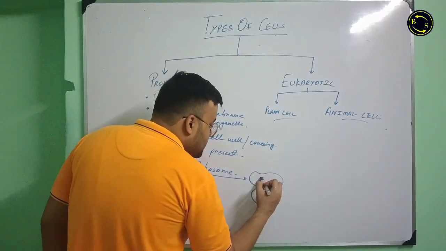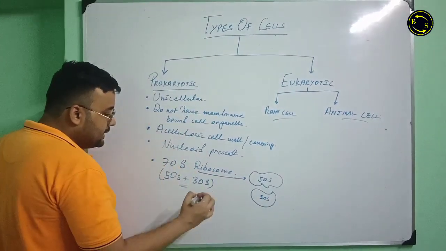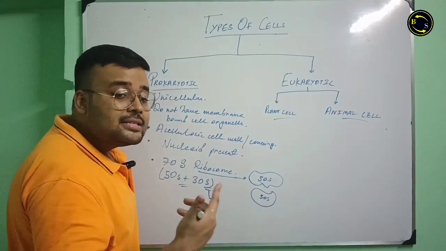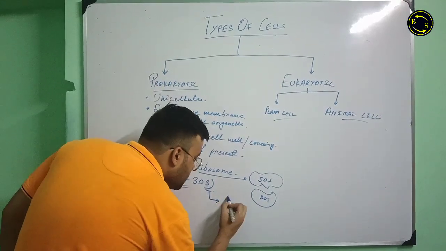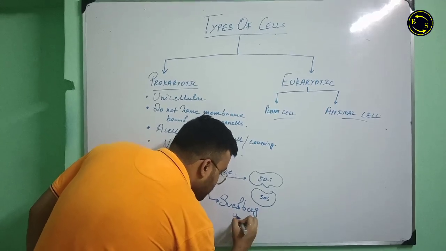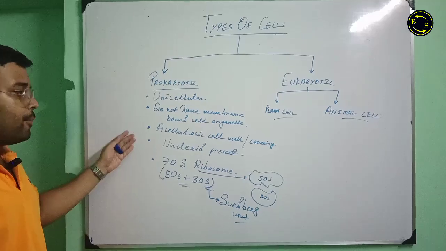Now, the larger is 50S, the smaller is 30S. Now, what is this S? This S is a unit of sedimentation known as the Svedberg unit. So, these are the features of prokaryotes.